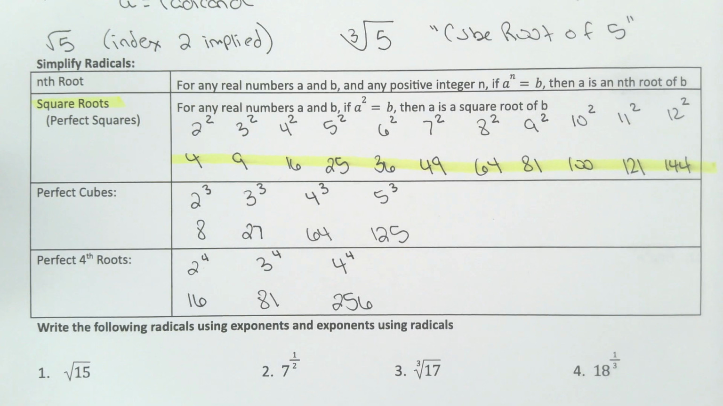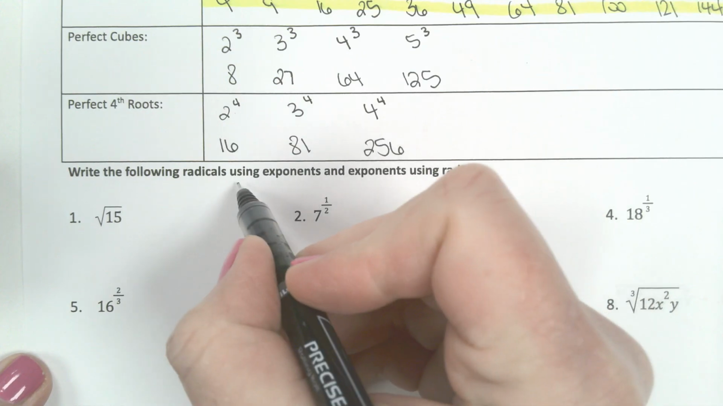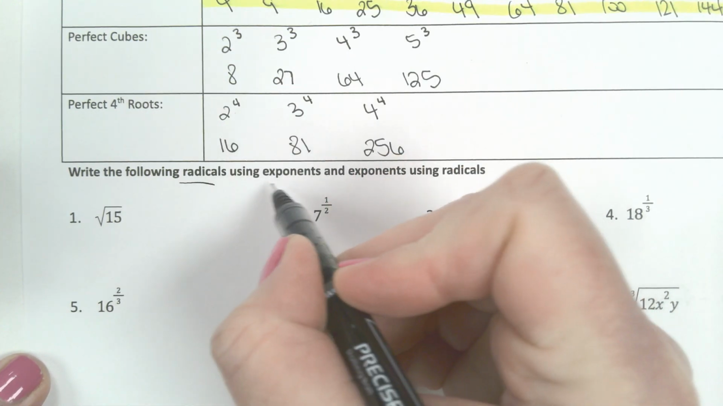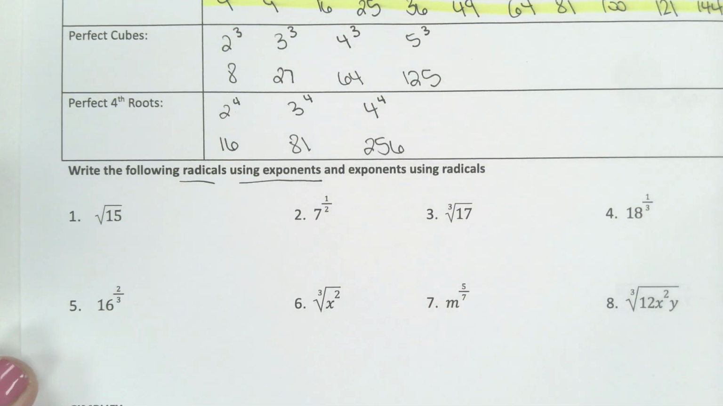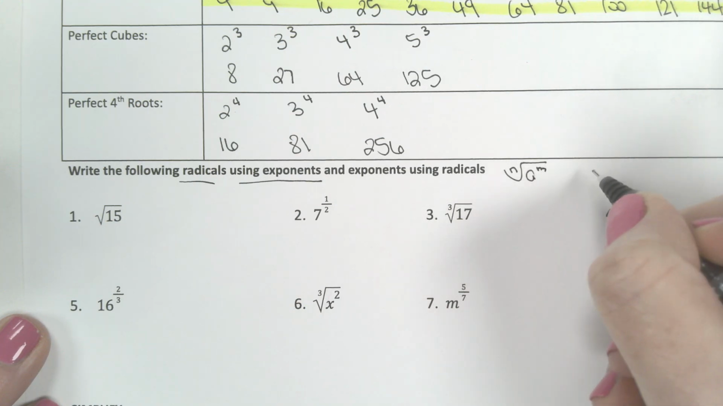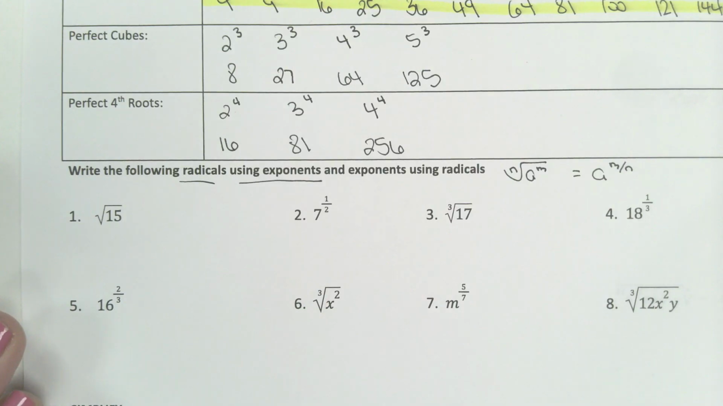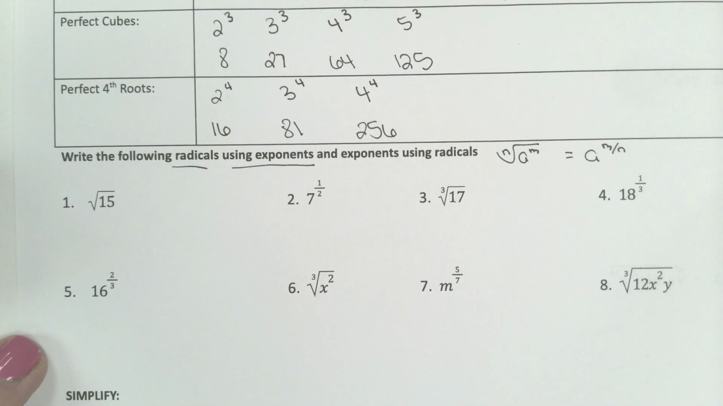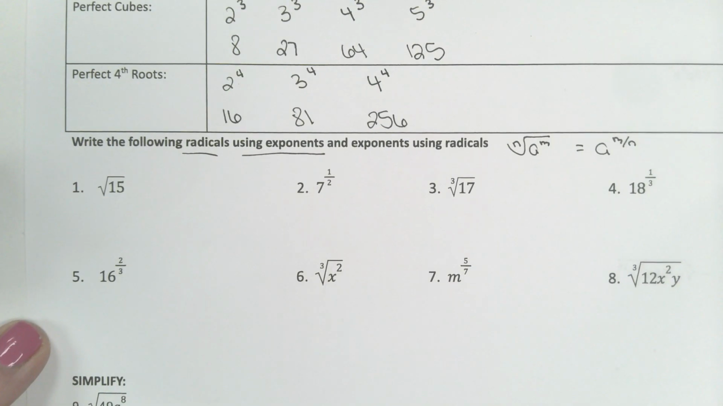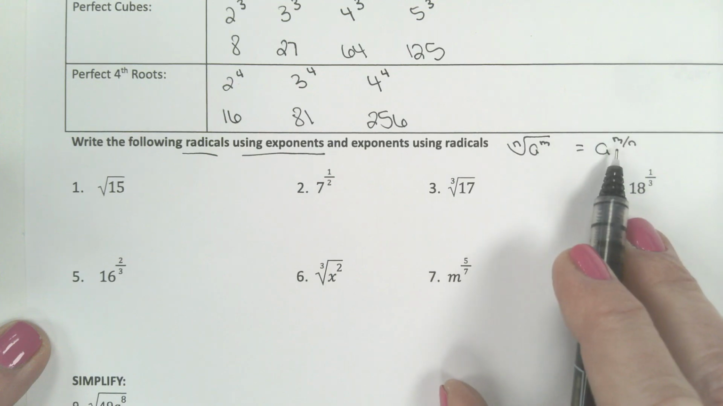All right, so I just really wanted to make sure that you had this information at the front. Now what we are going to do is show you how to go back and forth using radicals and exponents. So we have the nth root of a to the m equals a to the m over n. So we're using this idea from initially in the page.